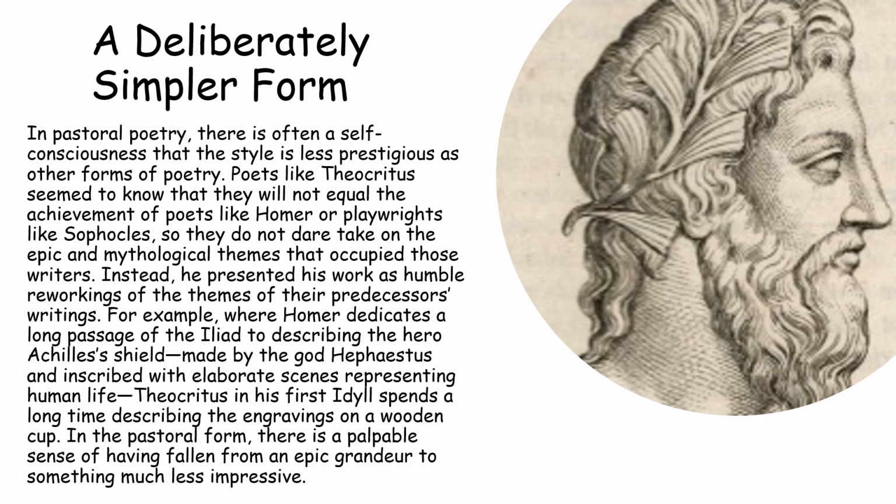So, for example, where Homer dedicates a massive passage of the Iliad to describing the hero Achilles' shield, and that shield is made by Hephaestus the god and was inscribed with elaborate scenes representing human life, Theocritus would spend much more time simply describing the engravings on a wooden cup.